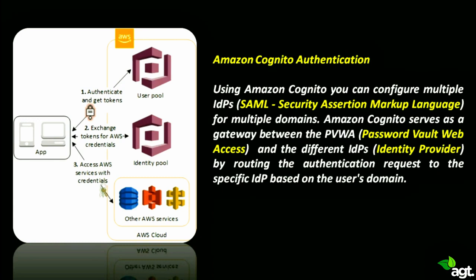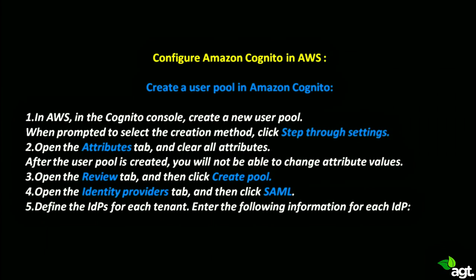Actually, this lecture is aimed at people familiar with Amazon Cognito. If you are new to Amazon Cognito and would like to learn more, you can go to the Amazon Cognito website and find out more information. The following sections include the procedures required for configuring the Amazon Cognito authentication method in PVWA, Password Vault Web Access. Before you configure Amazon Cognito in PVWA, you must first configure it in AWS. So, configure Amazon Cognito in AWS.